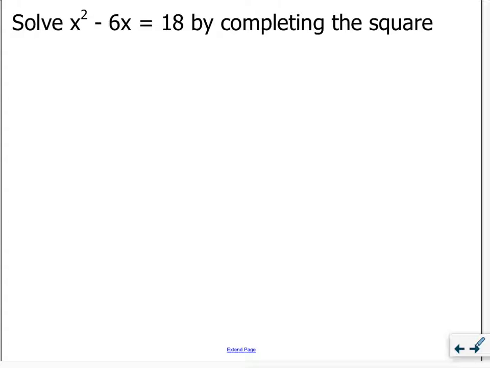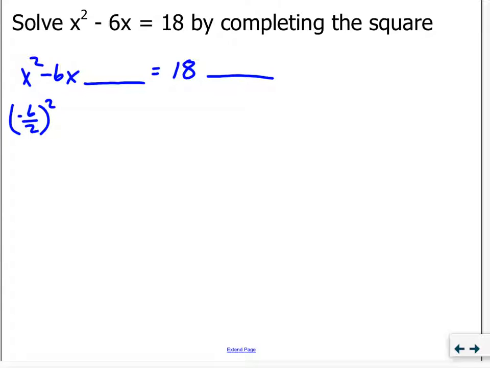Here we go. So if we do the same thing, we have x squared minus 6x. We got to put a number here. 18, put a number there. Let's complete the square. Negative 6 over 2. Square it. We get 9. So put a plus 9 in the box. Put a plus 9 in the box. Well, it's not a box. It's a line. Put it on the line.